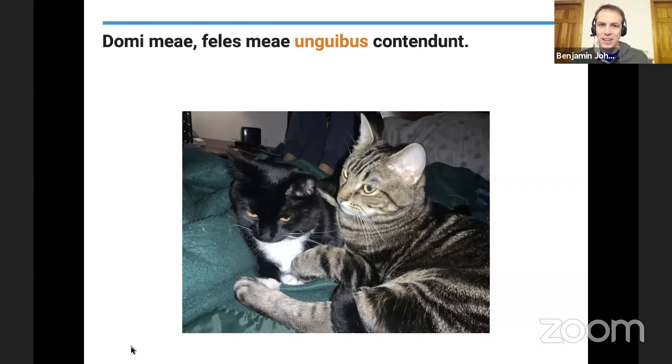And how do they fight? They fight unguibus, with their claws. And so this would be showing the means through which they fight. So an ablative of means. They sometimes love each other. Sometimes they cuddle a little too much. I don't think they're fighting in that picture. It's hard. They're so fast when they fight.